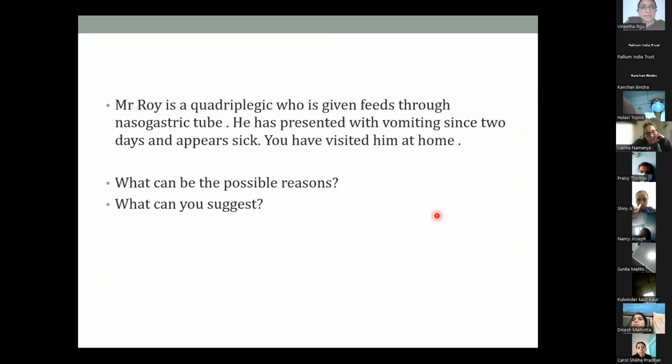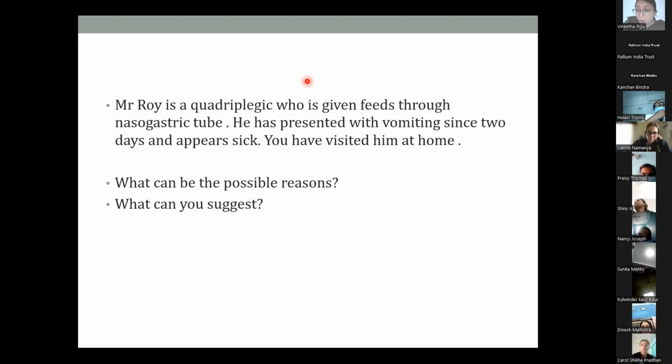And here there is another case, a quadriplegic who is given feeds through a nasogastric tube. He's presented with vomiting for 2 days and is sick. What is the reason? Somebody who's having a Ryle's tube and is vomiting. What could be the reason? Cholecystitis? Somebody who is having a Ryle's tube and is vomiting. Yes. What are the reasons? Infection. Okay. Something else? The most important two causes? Someone with a Ryle's tube, a nasogastric tube, and is vomiting.